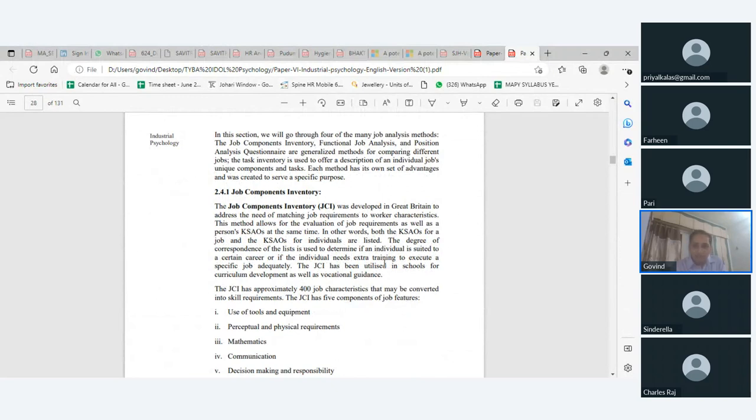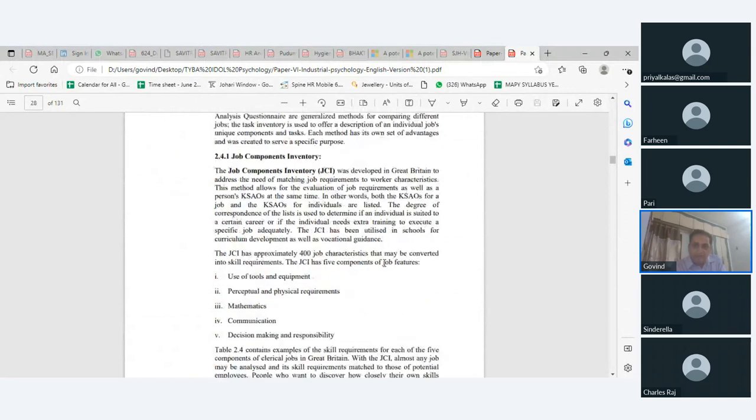It was developed in Great Britain. It has around 400 job characteristics, and these job characteristics are converted into skill requirements. Very easy. So what is a skill? A skill is a quality or a trait that you have that is required to perform the job. Using a computer is one skill. Another skill can be speed, how fast you can work.